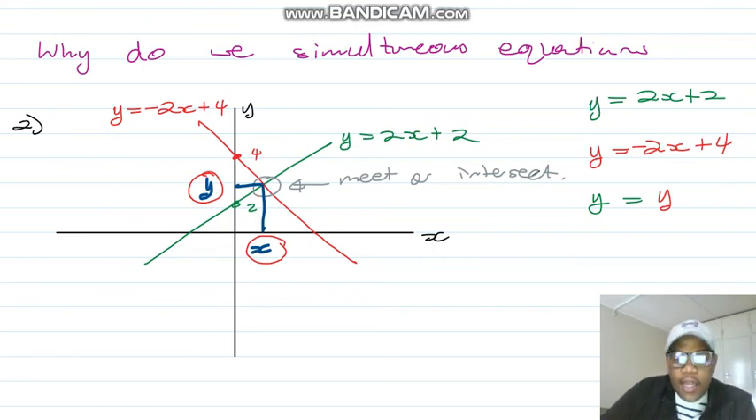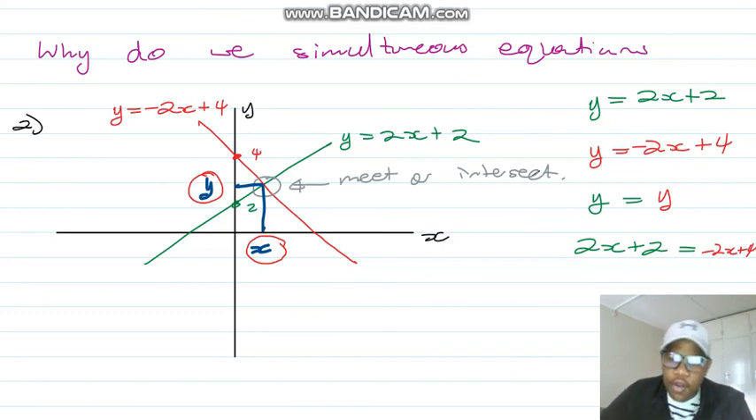And what you can basically say is, then 2x plus 2 is equal to minus 2x plus 4. And now at this point, you can realize that you can solve for x. You can take that to this side, this is going to be 4x. You can take the 2 to the other side, it's going to be 4x equals 2. And you will find that x is 2 over 4. So x is a half.